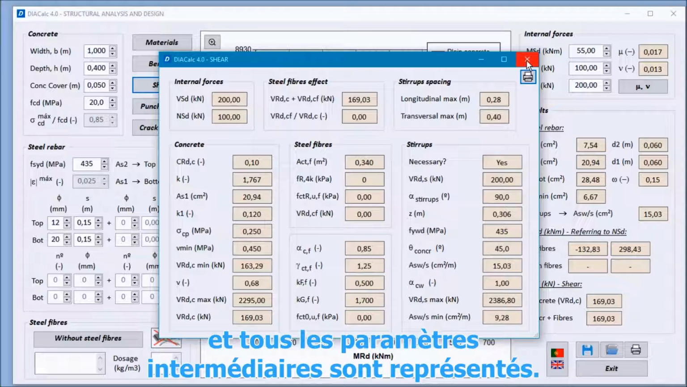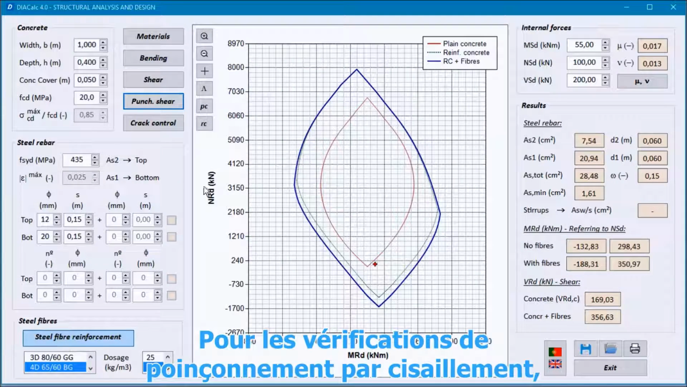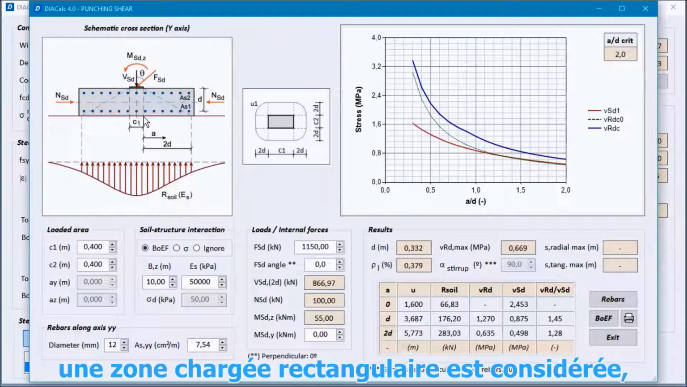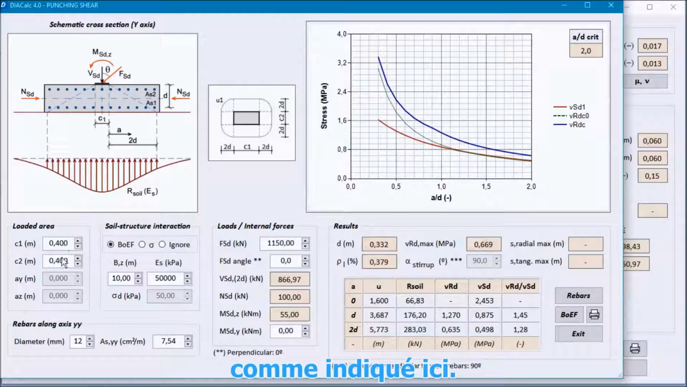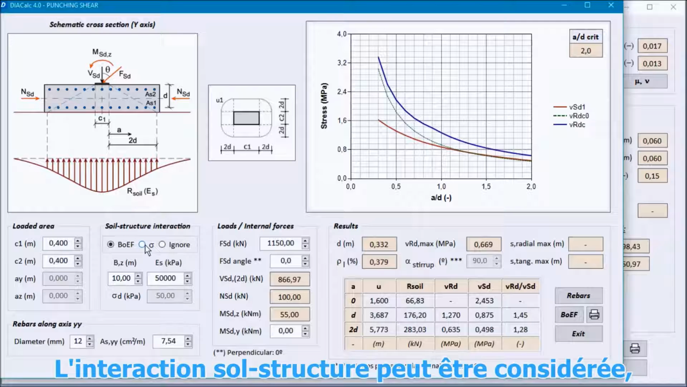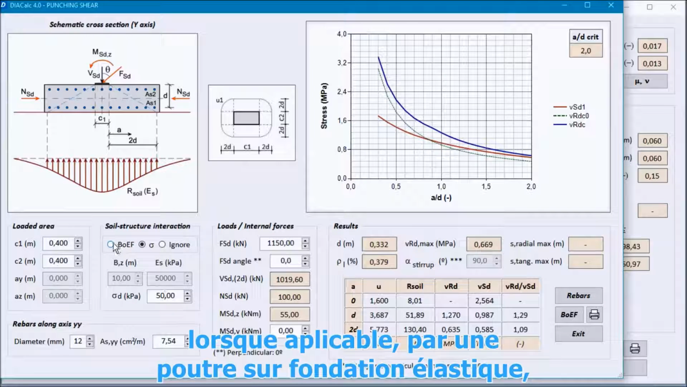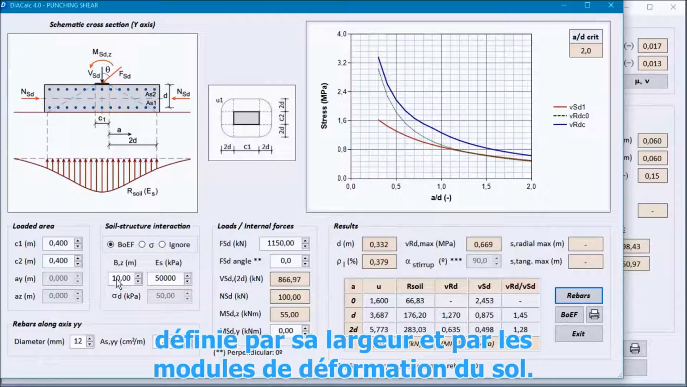For punching shear verifications regarding ultimate limit states, a rectangular loaded area is considered, as shown here. The soil structure interaction can be considered, defined by uniform stress, sigma, here, or, when applicable, by a beam on elastic foundation, defined by its width and by the soil deformation modulus.